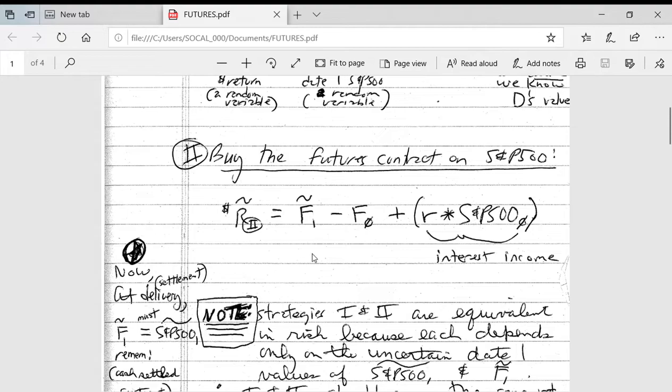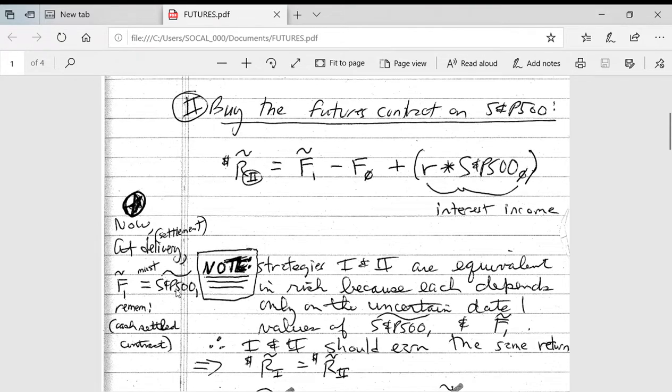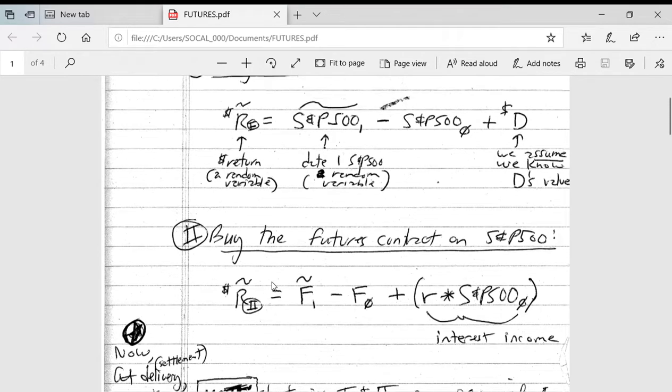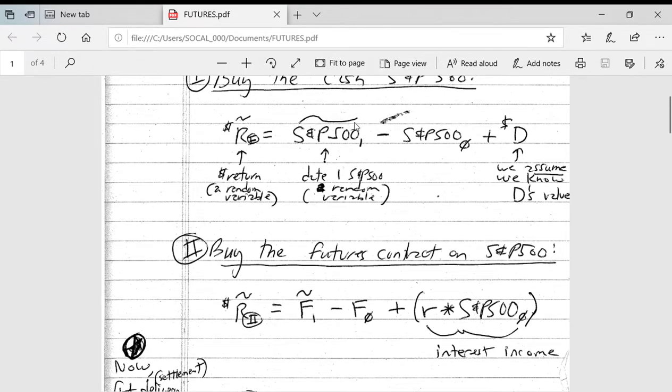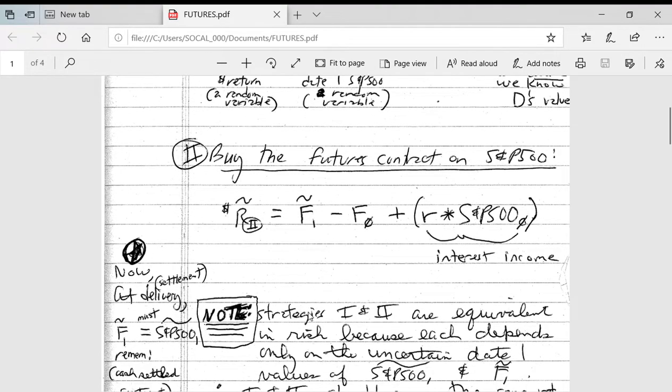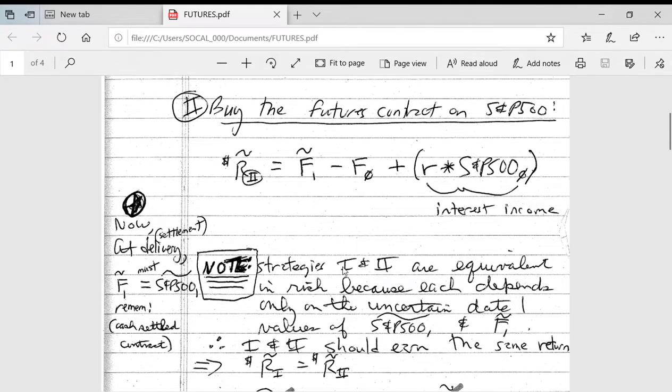Okay, so at delivery, the value of the futures contract, as I mentioned earlier, will be set equal to the value of the S&P 500 index. So this term right here and this term right here are identical. It's a cash-settled contract. And that means this value right here will be equal to this value right here. Interesting.